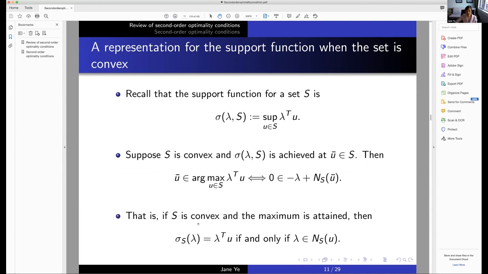So it means that if S is convex and the maximum is achieved, then the support function sigma at lambda equals lambda transpose u bar if and only if lambda is in the normal cone at u bar.